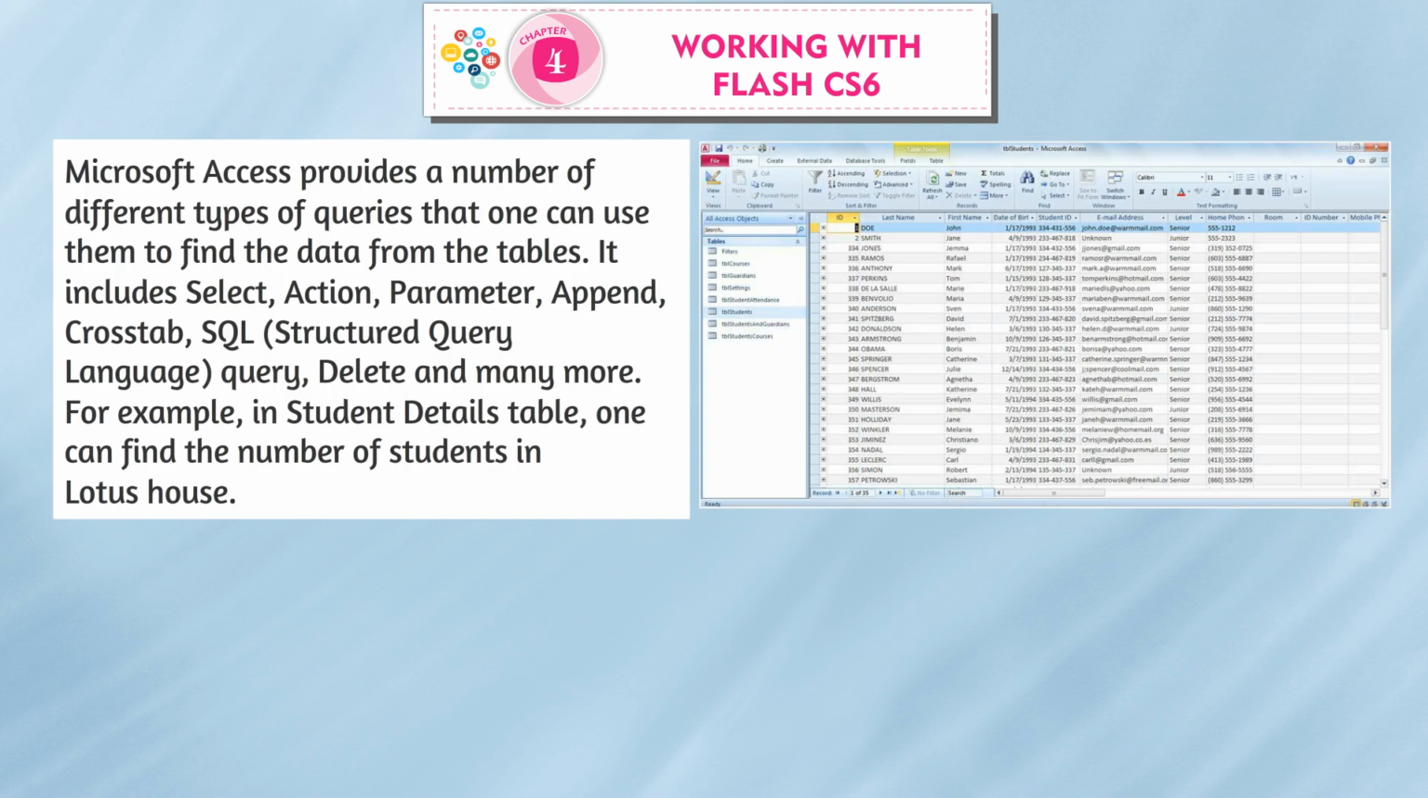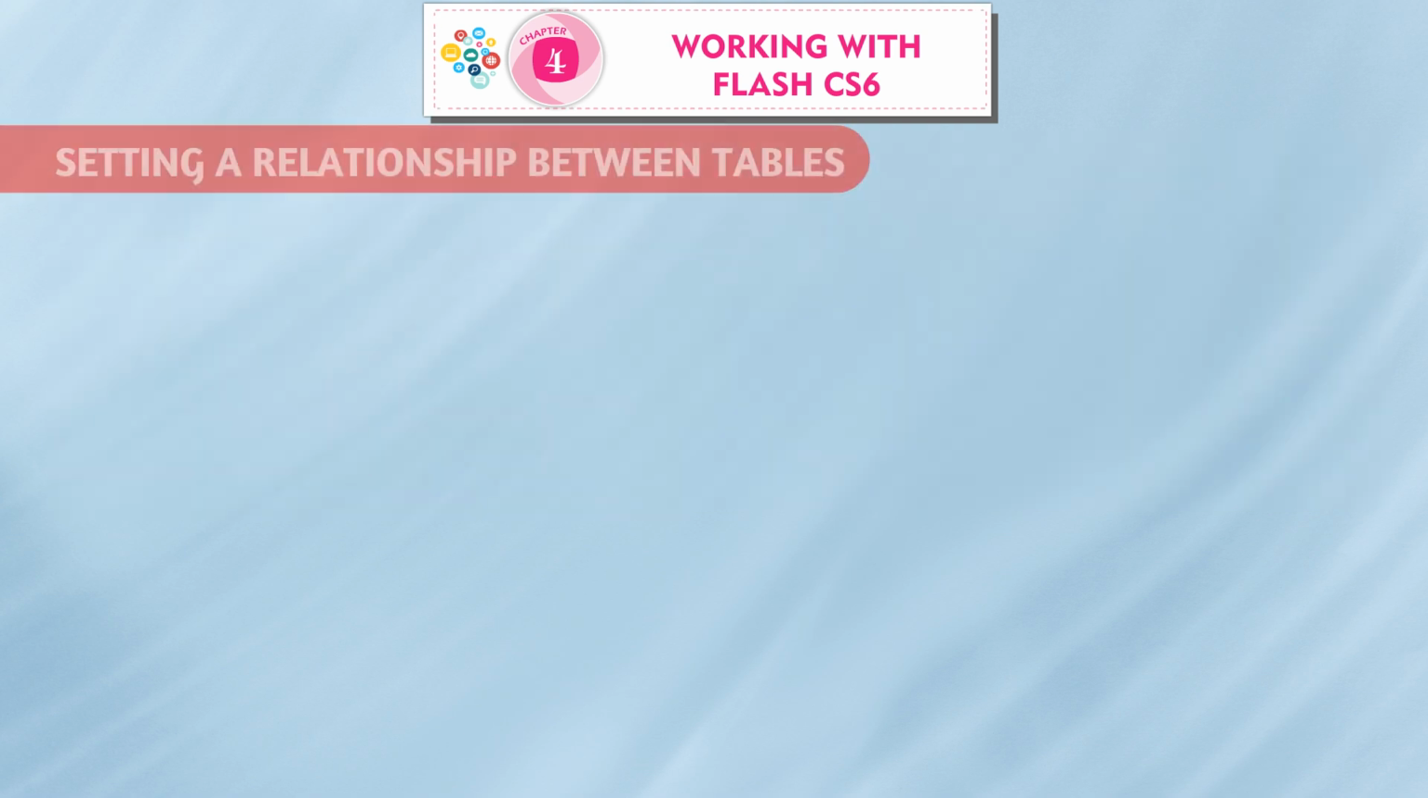Microsoft Access provides a number of different types of queries that one can use to find the data from the tables. It includes select, action, parameter, append, crosstab, SQL (structured query language), delete, and many more. For example, in a student details table, one can find the number of students in Lotus House.